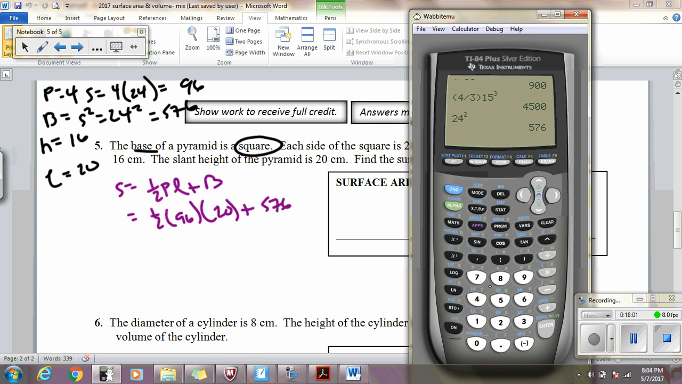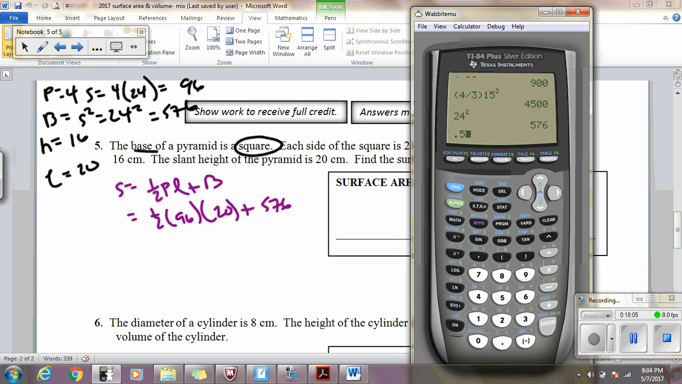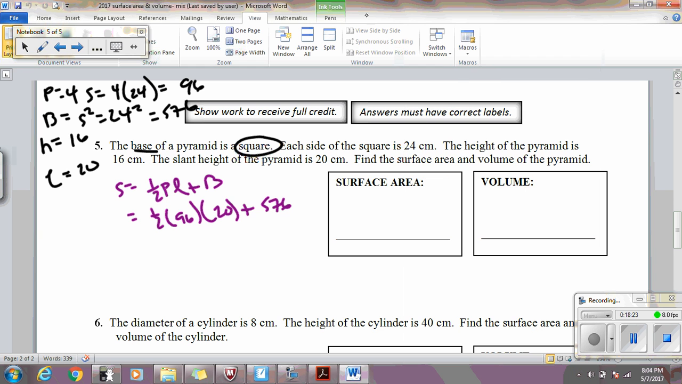Yes, alrighty. So that's 0.5, which is 1/2, times 96 times 20 plus 576 for my surface area. 1536. 1536 centimeters squared.